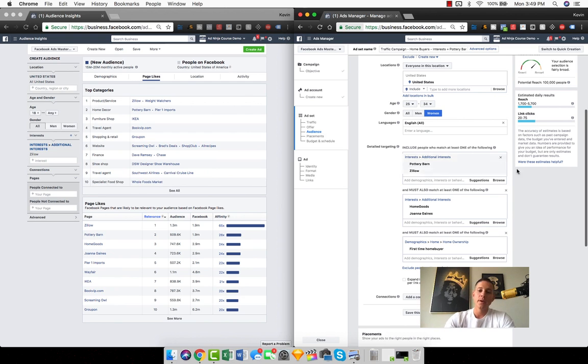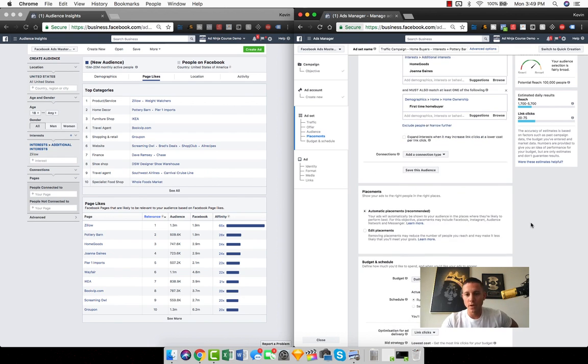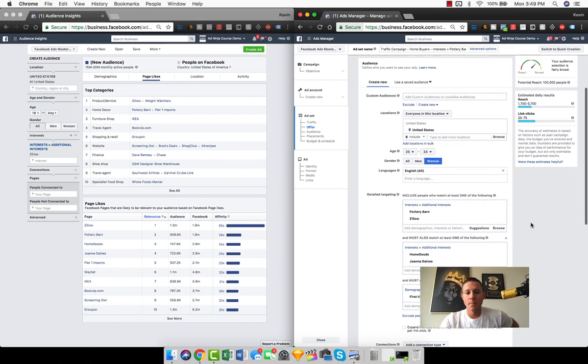And if we were going to make a split test, we could run this ad exactly how it is. But we're going to duplicate it, because again, testing is how you become successful on Facebook. What we would do is duplicate this, and then erase all of these, and try just Wayfair or just IKEA or just Screaming Owl or just Groupon, right? As just a single interest.